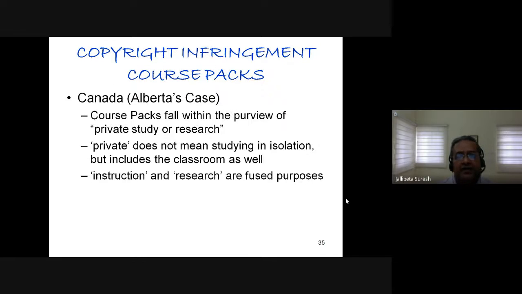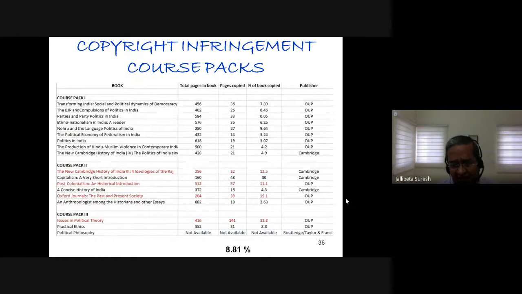Now, there was a similar case in Canada at the time. They said course packs fall within the purview of private study or research. So they had no problem. They said it's fair use as far as the reproduction is concerned. Now, in India, when this case came up, there was a lot of opposition, and many students and intellectuals came together to fight the case brought by Oxford Press.